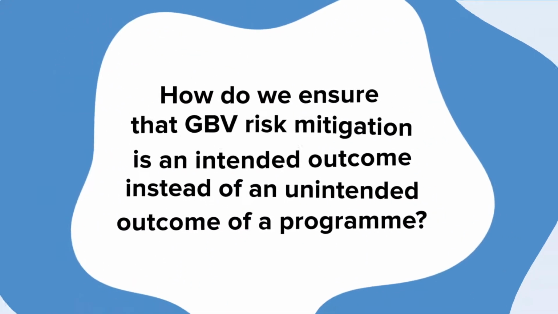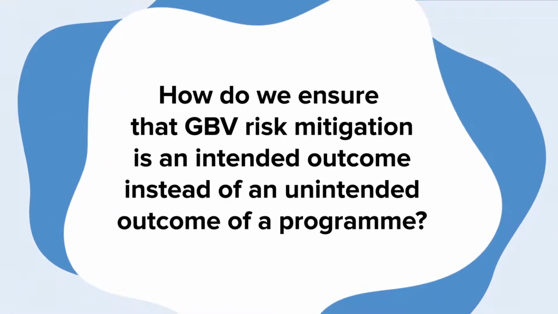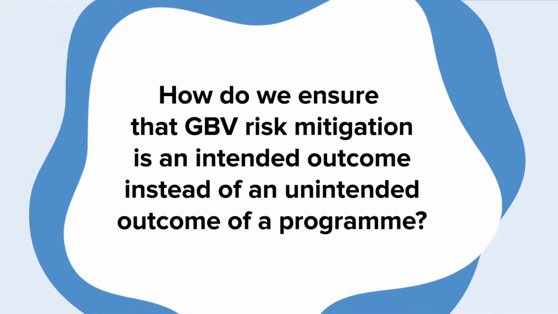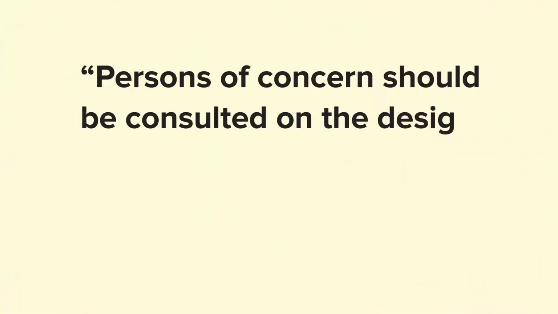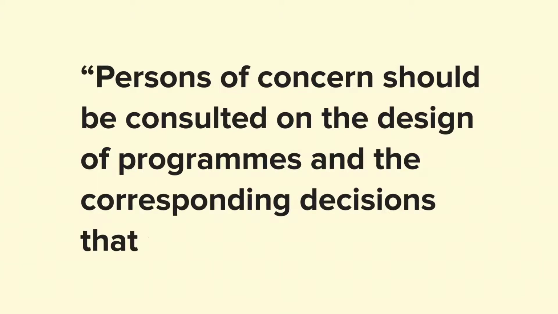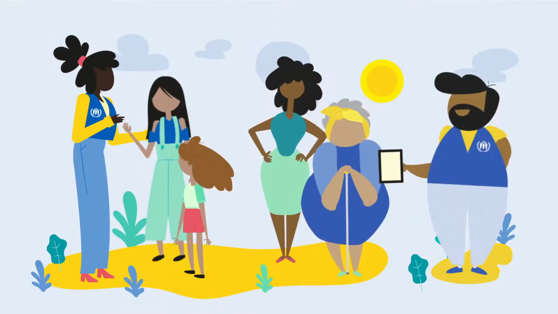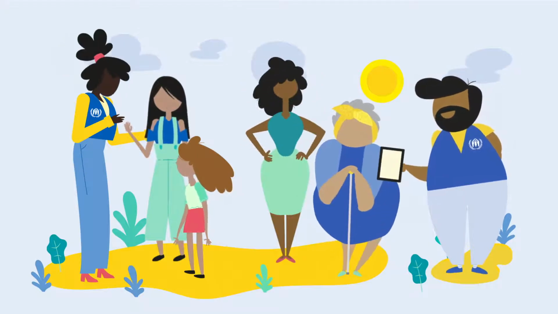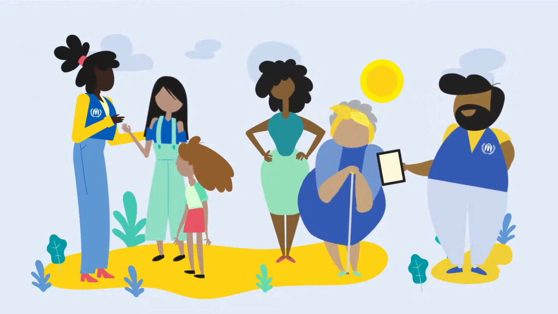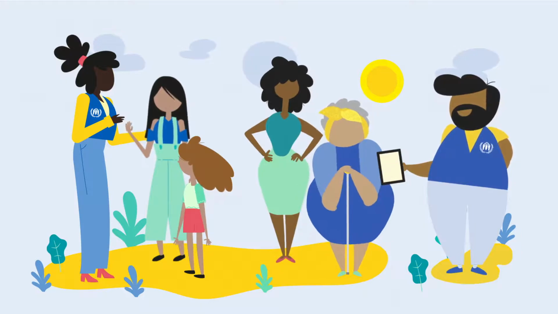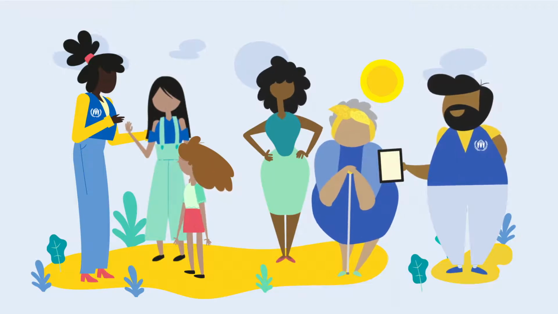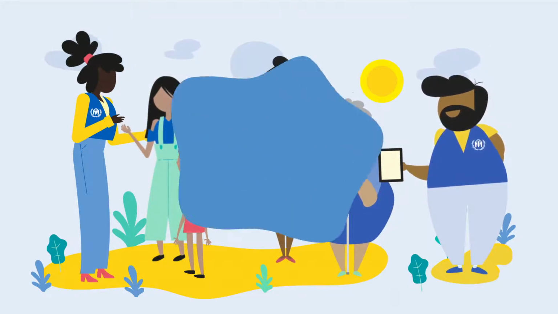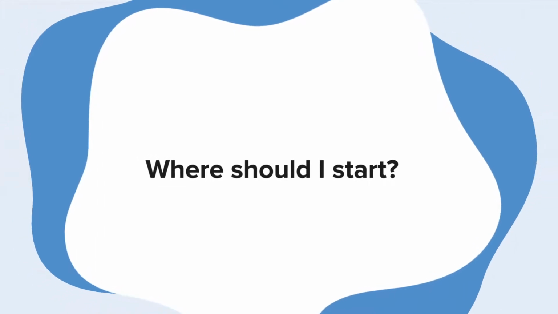How do we ensure that GBV risk mitigation is an intended outcome instead of an unintended outcome of a program? The UNHCR AGD policy updated in 2018 stipulates that persons of concern should be consulted on the design of programs and the corresponding decisions that are made. Ensure that information drawn from safe consultations with women and girls and other persons at risk is considered and reflected in your planning documents, together with suggested GBV risk mitigation measures and risk mitigation as part of the sector program's intended outcomes. You may ask yourself, where should I start?